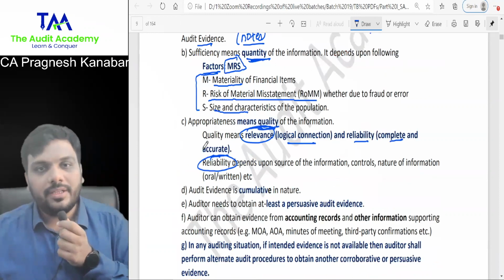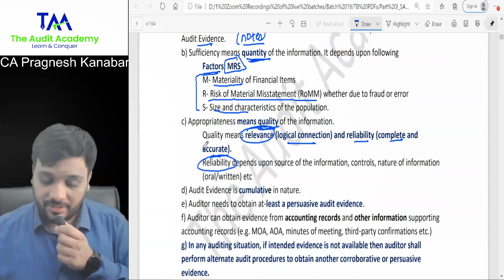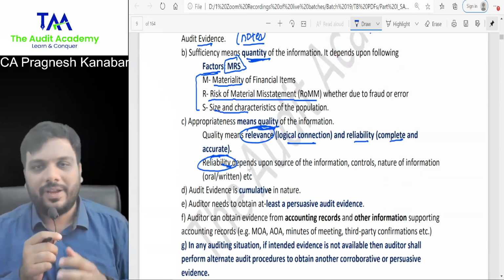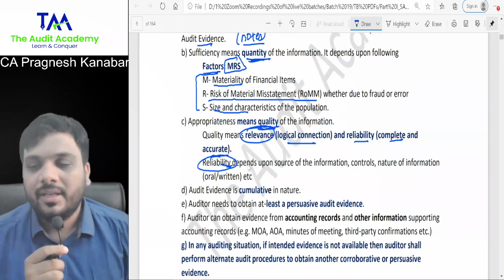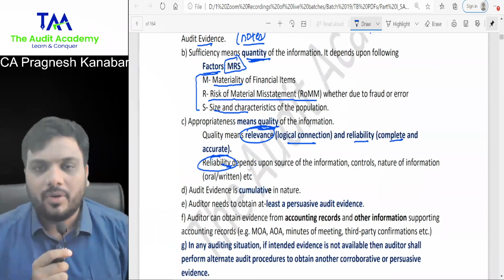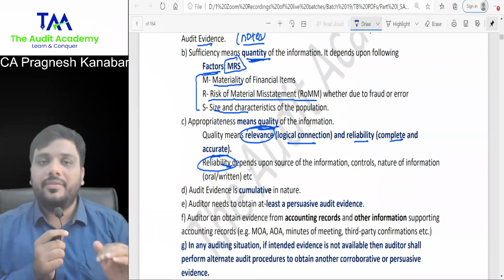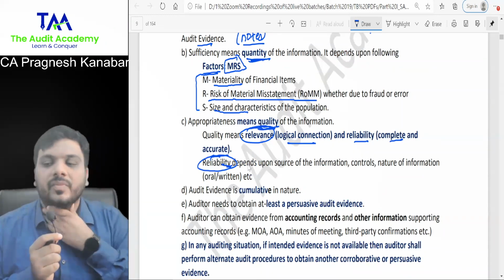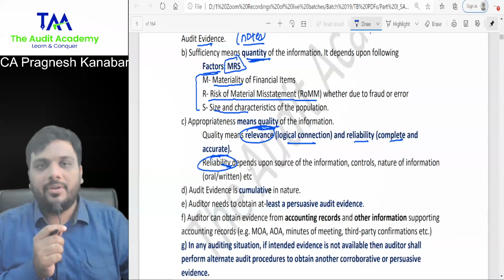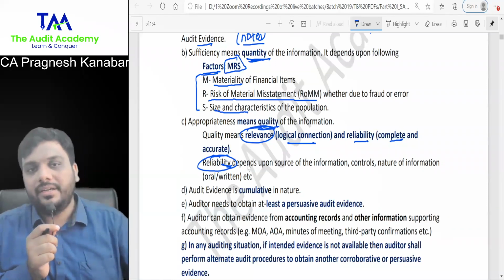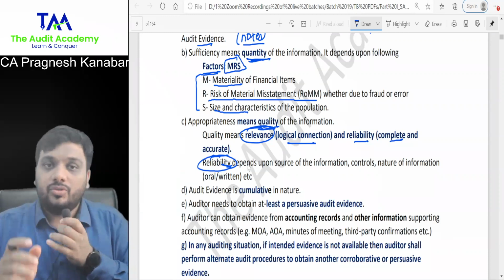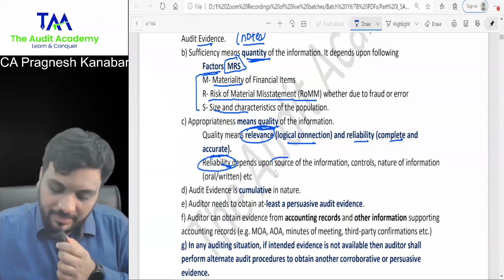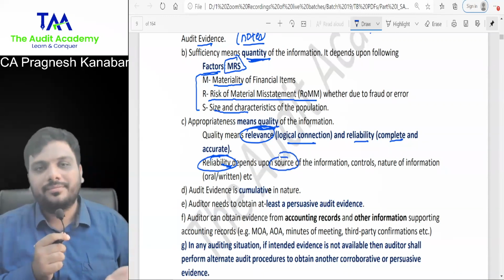Appropriateness means quality. Quality means relevance, reliability and stuff. Reliability will depend upon which factors. Oh, come on, it is very easy. You need to type it in the chat box. I for internal evidence is more reliable or E for external evidence? External evidence is more reliable because it originates from outside the entity. It is difficult to manipulate. So we decide about reliability based upon source of information.